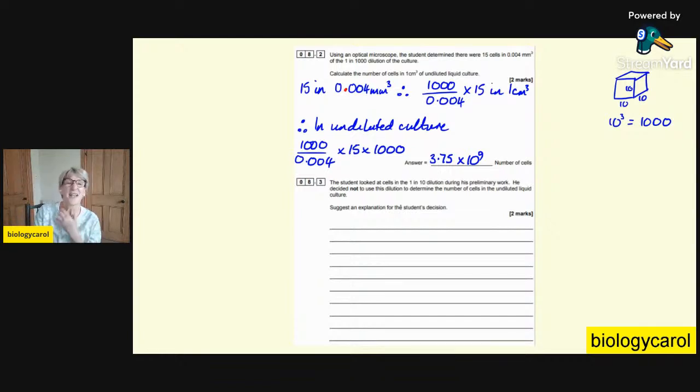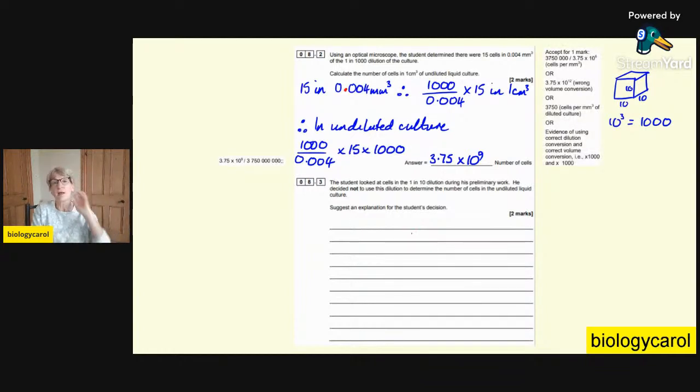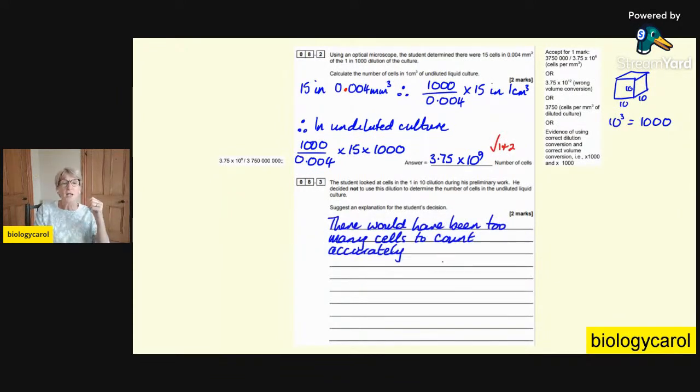Okay, all right. So, suggest an explanation for the student's decision. Oh, sorry, I've just realised I didn't mark that one. Boring, boring, boring. Yeah, got the marks. Okay, this is what I wrote. And I kind of went, oh my goodness, I've hardly written anything. But I seriously kind of went, there would have been too many cells to count accurately.